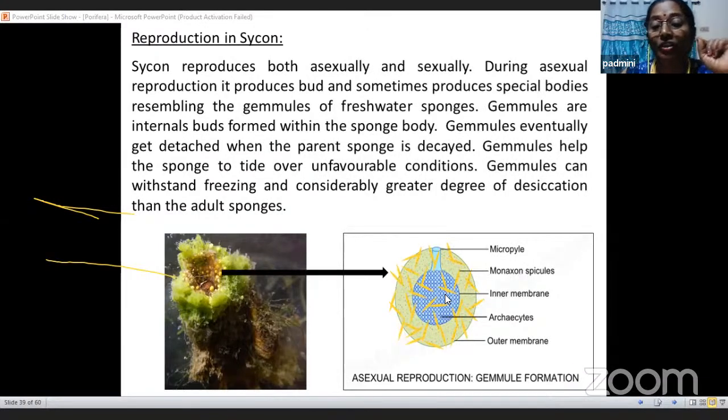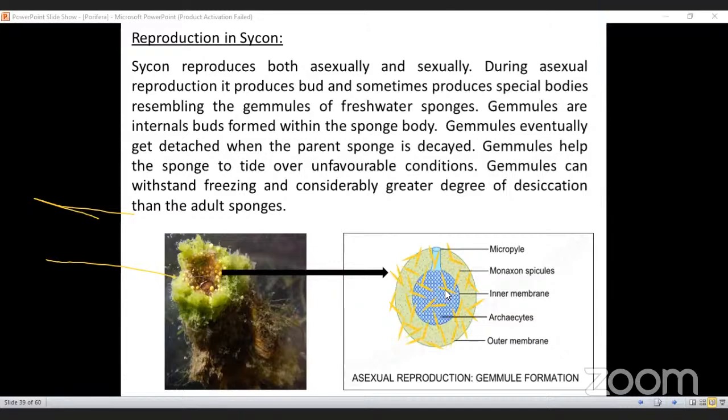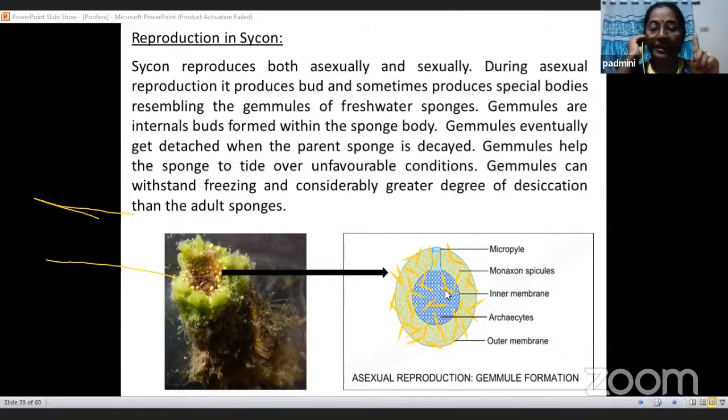What is the function of an archaeocyte? One word. What is a character of an archaeocyte? It's a totipotent cell. Very good. Totipotent. That is, they can give rise to new cells. So this is the cell. Once it detaches from the body of the mother, that is the adult Sycon, they fall to the ground, and this archaeocyte is going to grow into a new Sycon. So that is how the gemmule formation is all about.